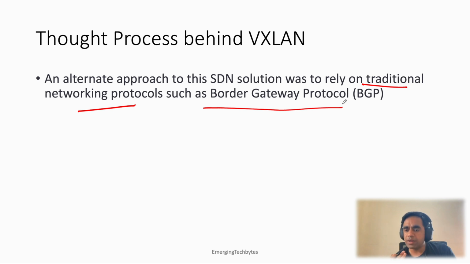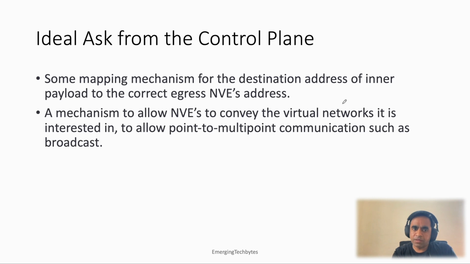Now, what type of information was being circulated? Ideally, from BGP or any control plane that the industry was looking at, there were only two key asks. One was that they needed some sort of mapping mechanism between the destination address and the correct egress NVE.